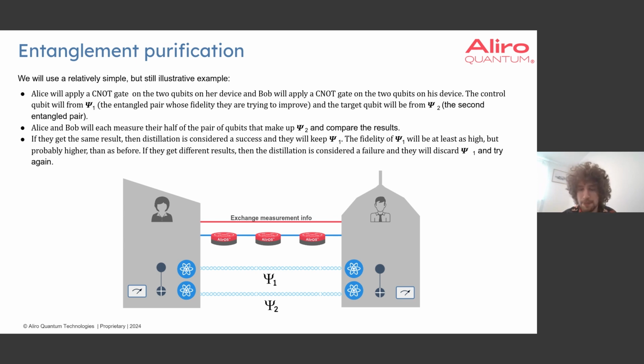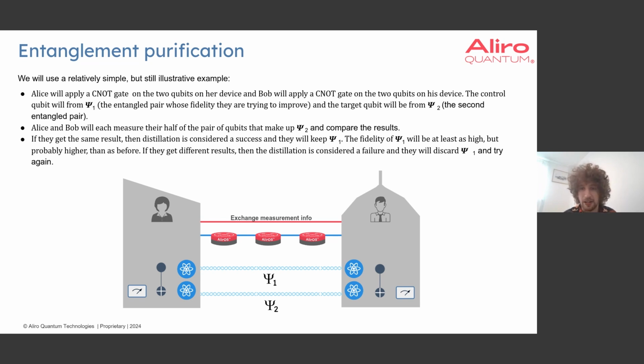We will use a relatively simple but still illustrative example of a purification protocol. Alice and Bob share two entangled pairs. Psi1 is the entangled pair whose fidelity they are trying to increase, and Psi2 is the entangled pair they are using to help accomplish this. Alice and Bob first apply CNOT gates on their two qubits respectively, with the control qubit being from Psi1 and the target qubit being from Psi2.